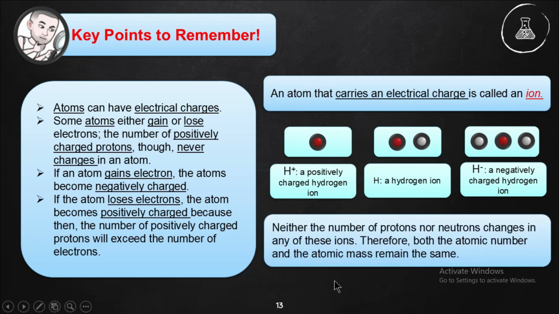Last one na dapat tandaan is yung number ng protons at neutrons ay hindi nababago sa ions. Kahit na siya ay positively charged ion or negatively charged ion, same pa rin yung number ng protons and neutrons. Therefore, yung atomic number tsaka atomic mass ng atom na yan ay mananatiling the same. So, hindi siya magbabago kahit na siya ay maging positively charged ion or negatively charged na ion.